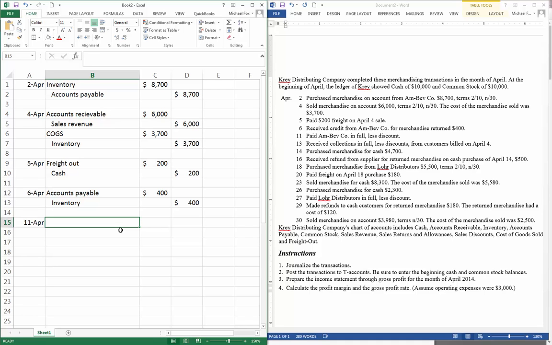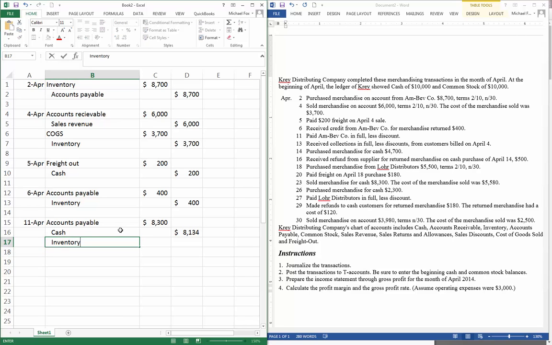Anyway, on 11 April, our accounts payable, the amount we owe, which has a current balance from this transaction of $8,300, on the credit side will go down by $8,300, meaning we don't owe them anymore. But our cash will not go down by the full $8,300 because we got a purchase discount. So it will equal $8,300 times 0.98, or 98% of the total because there was a 2% discount. So 8,134.